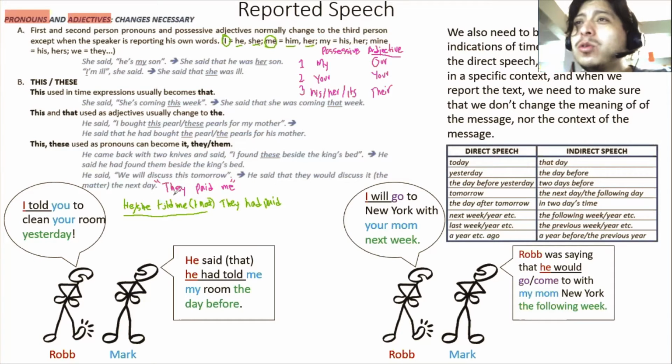I don't know who's saying this. Who is telling this? If Marco is saying this, "they paid me," he said that they had paid him. Okay, if he's a guy, the person who got paid is a man, so you replace it with a masculine pronoun. If it was Lily again, "they paid me," she told me that they had paid her. Okay, so you need to know who's the person saying this.